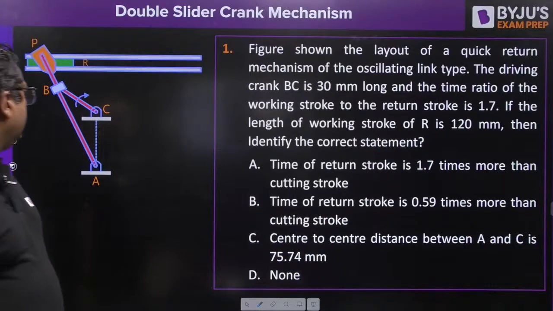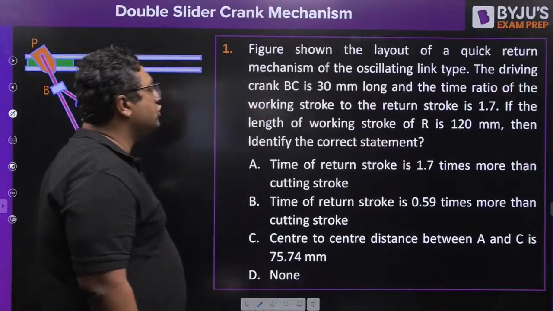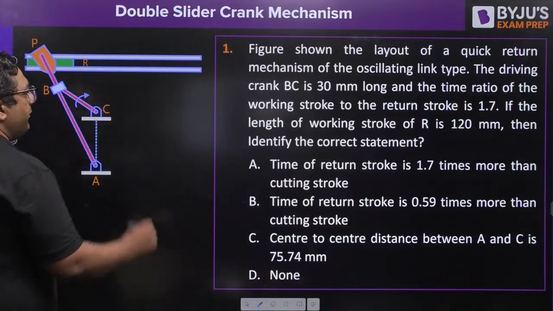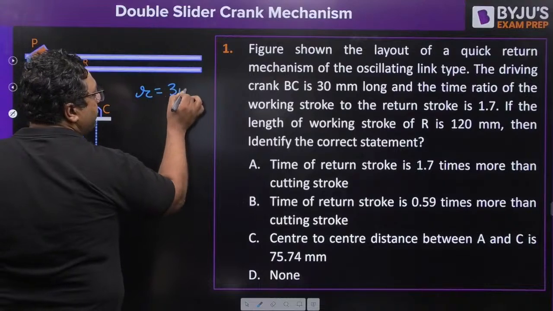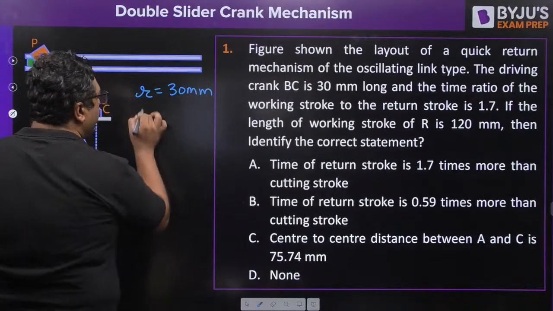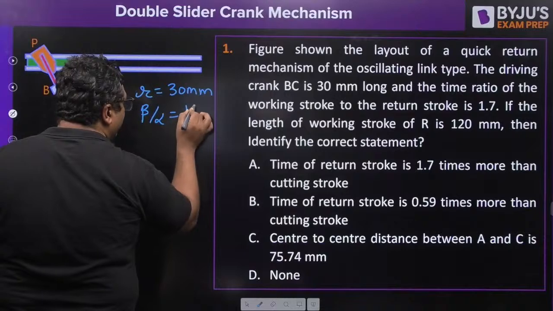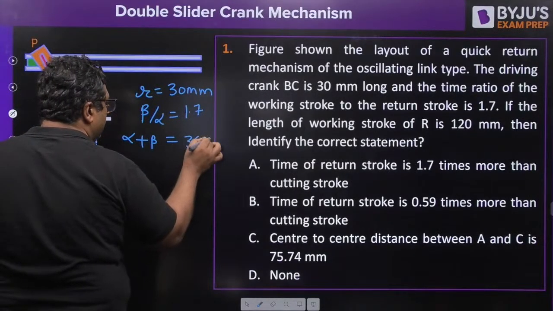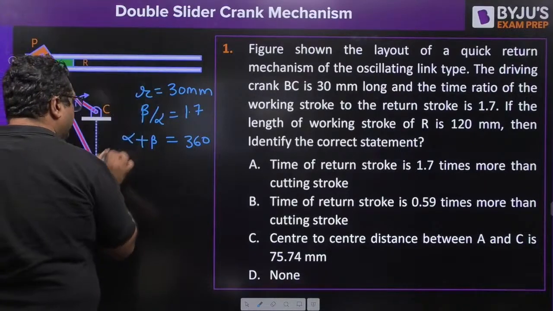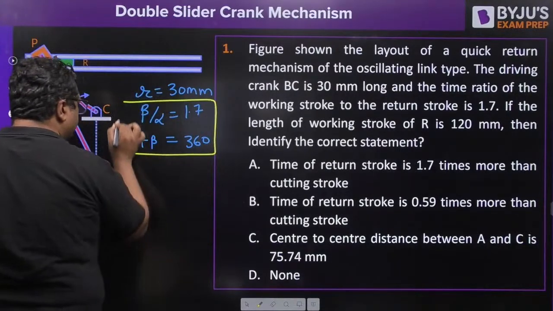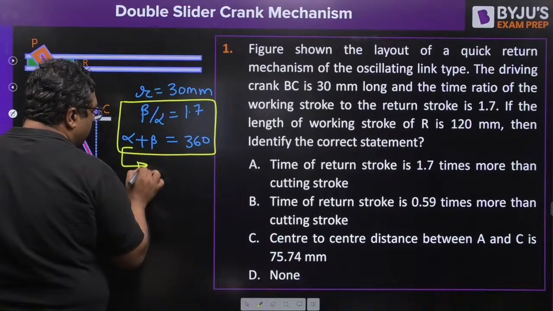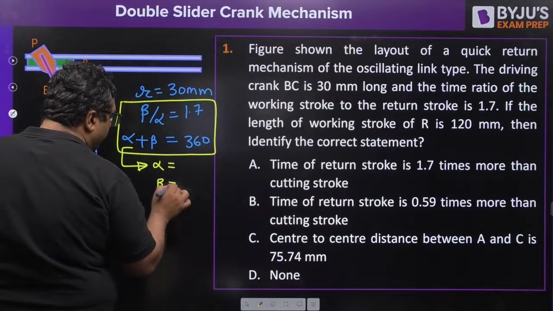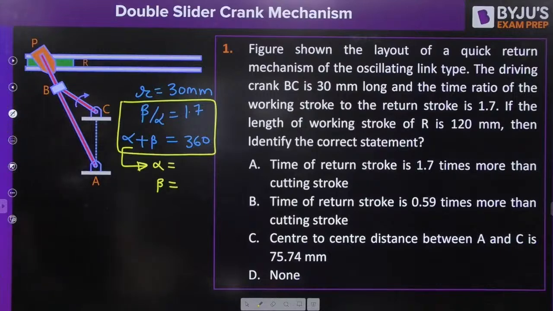So you see that figure shows the layout of quick return motion mechanism. The driving crank BC is 30 mm. Beta by alpha is 1.7. You know alpha plus beta is 360. So you can use these two equations and you can find out alpha and beta.